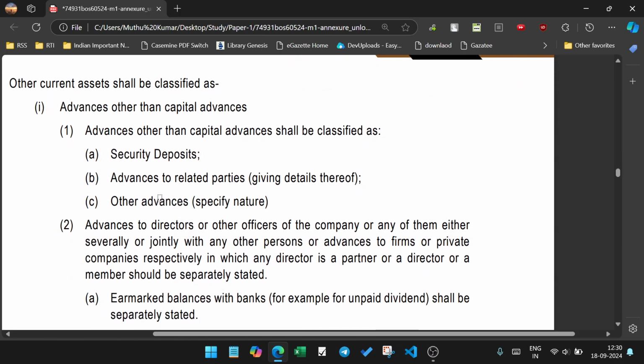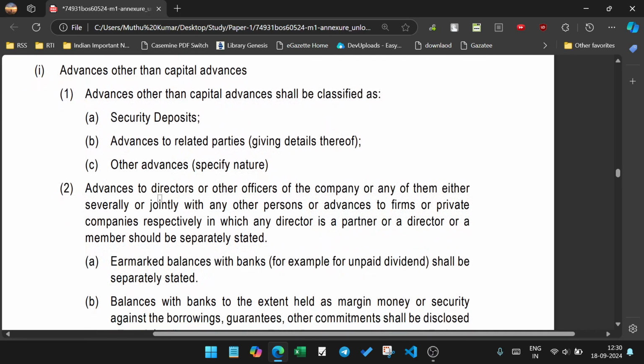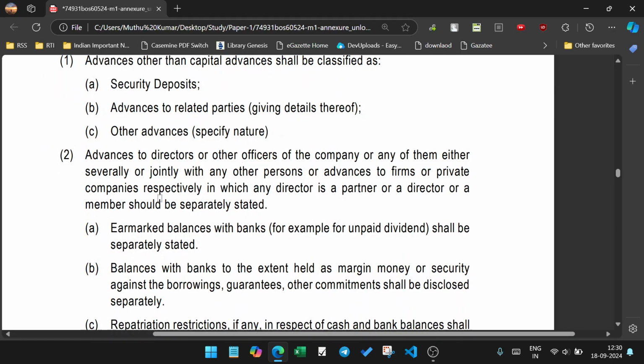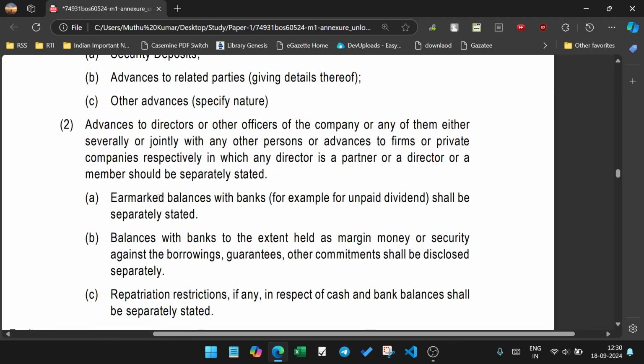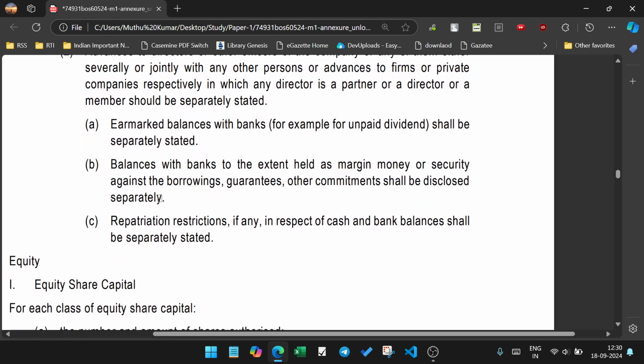Advances other than capital advances are classified as security advances, advances to related parties, and other advances, giving the details of specific advances to directors or other officers of the company or any of them, either severally or jointly with other persons, or advances to firms or private companies in which any director is a partner or a member, which shall be separately stated.